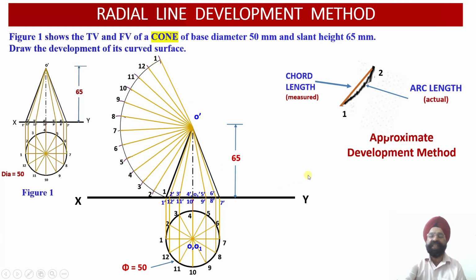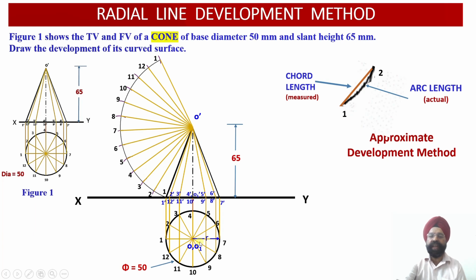Otherwise the procedure remains the same. The only thing is, rather than using this, you just mark the arc lengths over there. You will get the perfect cylinder or this perfect cone to be manufactured. So this is the procedure for construction of the development of the curved surface of a cone, right?